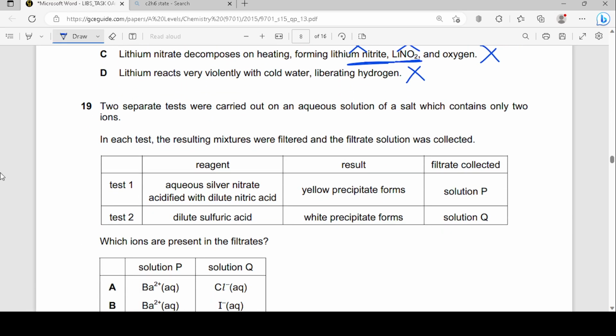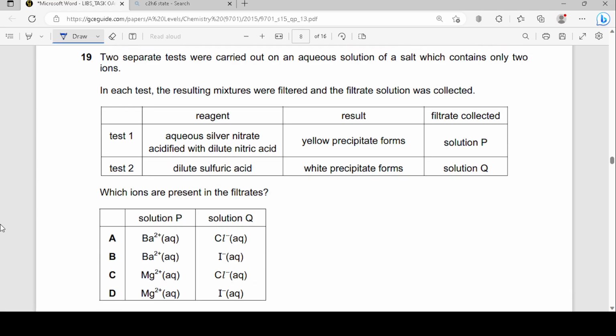Next question, 19. Two separate tests were carried out on an aqueous solution of a salt which contains only two ions. In each test, the resulting mixtures were filtered and the filtrate solution was collected. Okay, good. Aqueous silver nitrate, which is AgNO3.